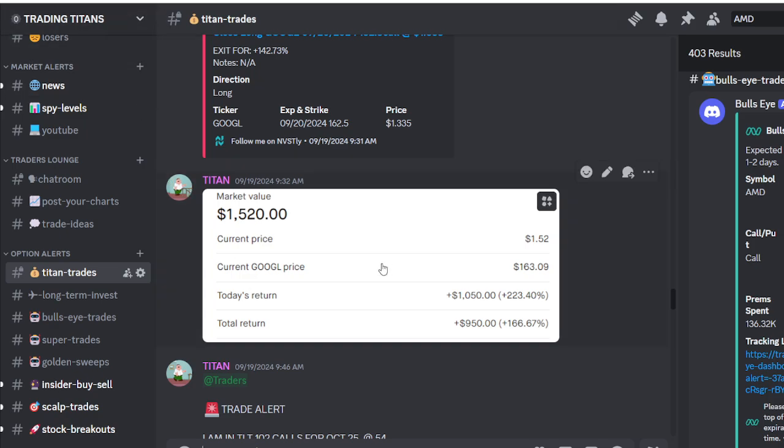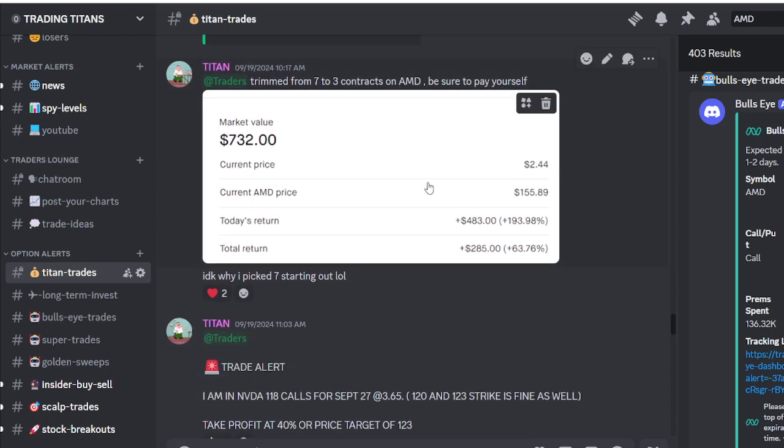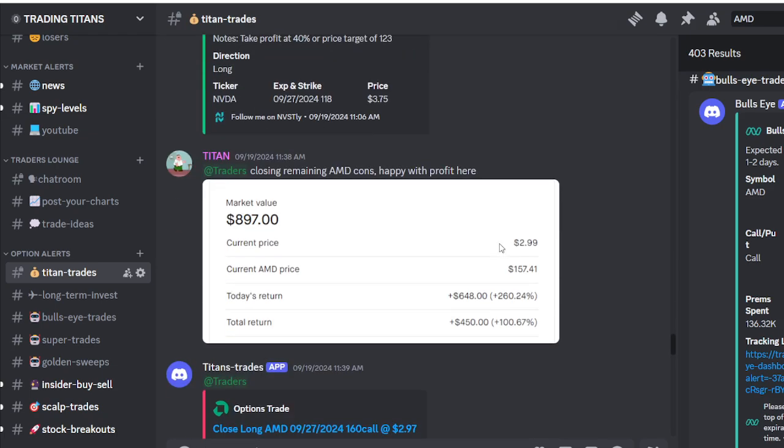And so we look at how much we made on AMD. So here it is, AMD current. Oh, so we got out at 155.89. Actually, we trimmed contracts, sorry. I alerted to trim contracts, and it was about $285. I was up $285, and then I ended up closing AMD for a profit of $450, about 100%. So that's another example of just how good the bot is in regards to trading.